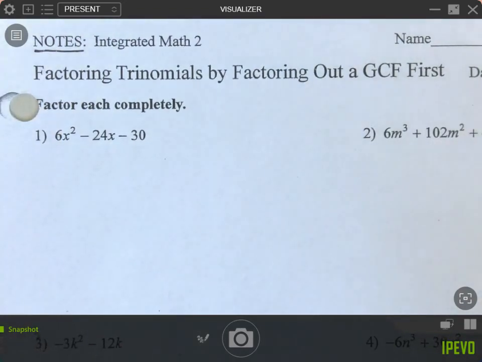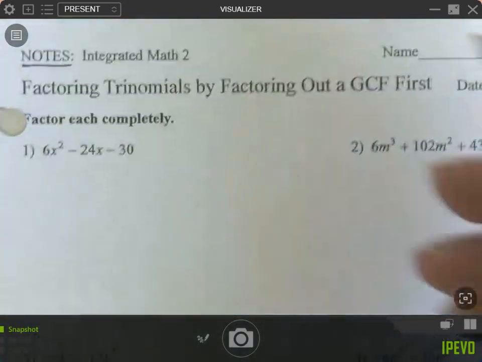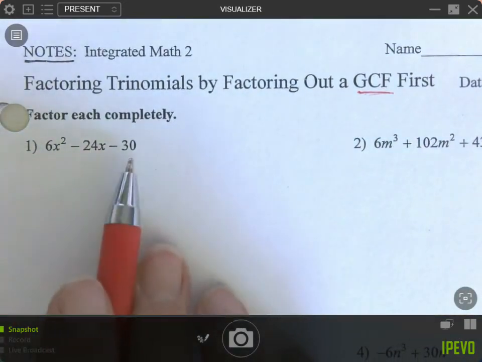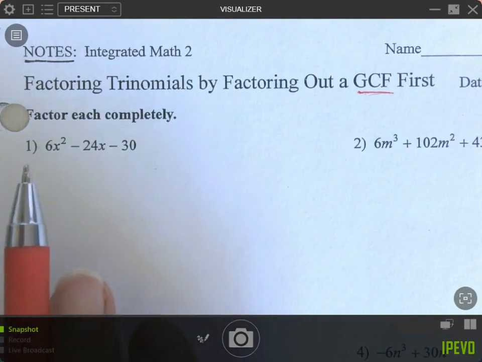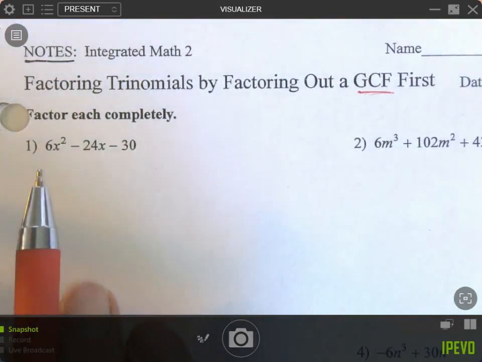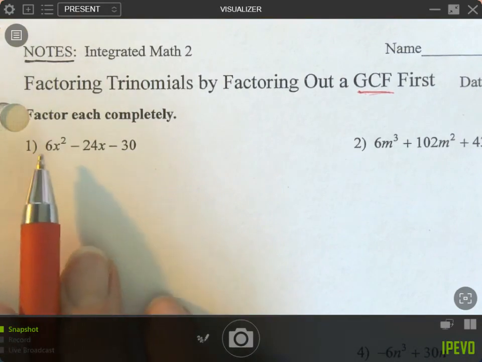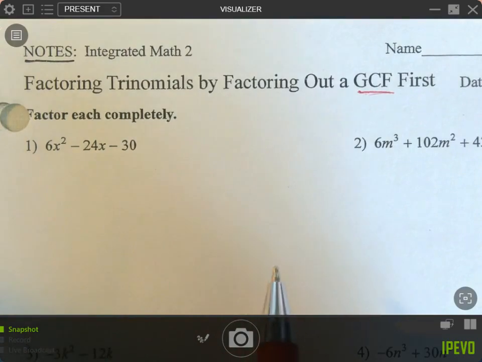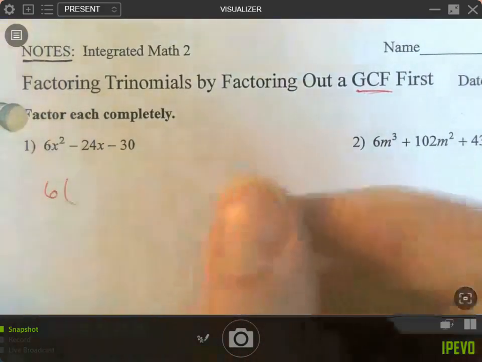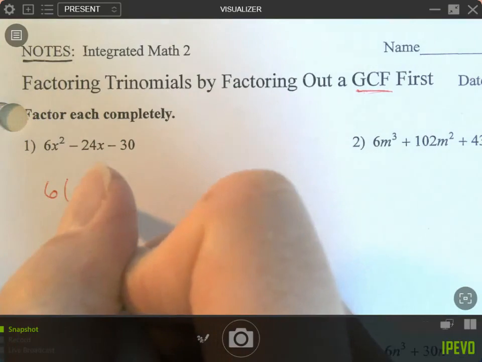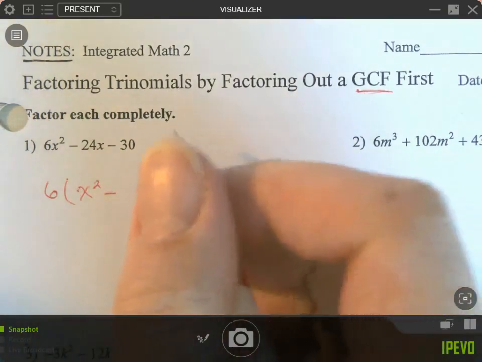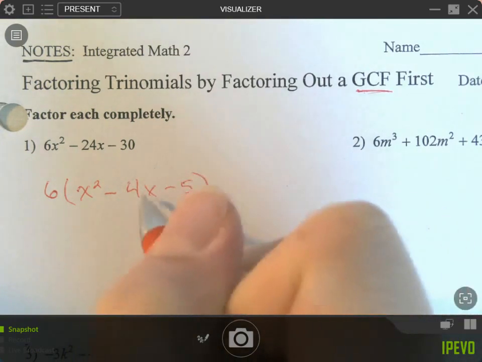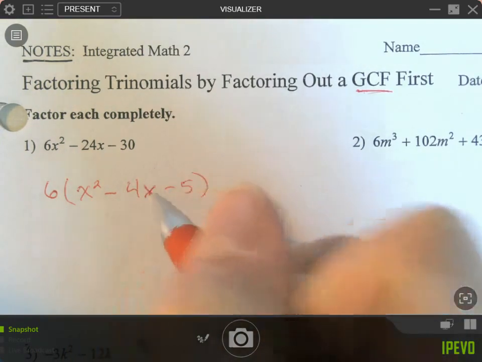So we're starting off with the idea that anytime we factor, the first thing we want to do is look for a GCF. So we spent some time on that. Look at all three terms. What is my GCF for all three? I'm going to go with 6. Now, the quickest way to find a GCF is to look at the smallest number and try that first. 6 goes into everything, so we're good. This is going to be a two-step problem. Take out the 6, divide each piece by 6. I'm left with x squared minus 4x minus 5.